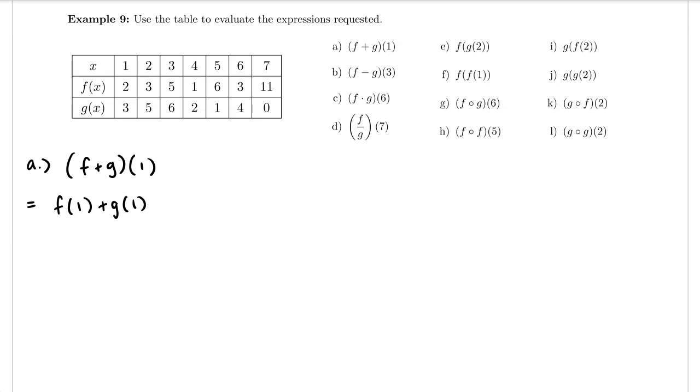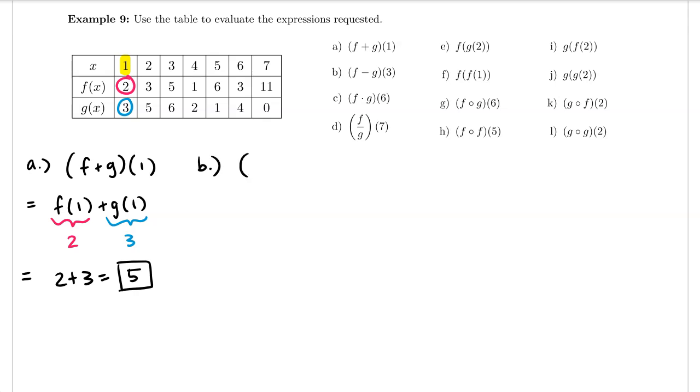Now, looking at our table, this first row represents our x values, and then the second row represents our f of x values, and then our third row is our g of x values. So, if I want to evaluate f of 1 plus g of 1, here is 1, that is my x value, and so f of 1 is going to equal 2. And then g of 1 is equal to 3. So now if I add 2 plus 3, that is equal to 5. So there is my final answer for part A.